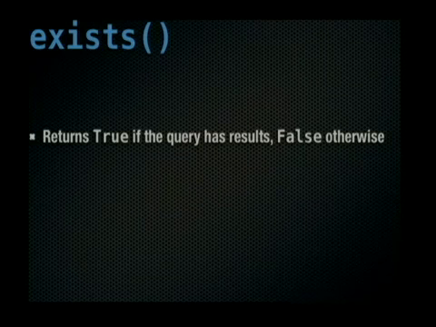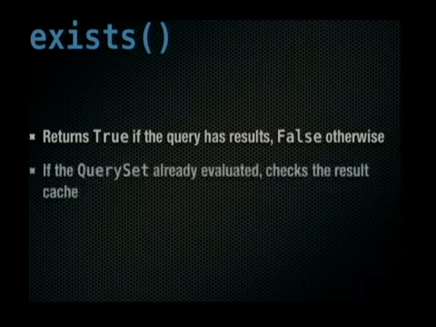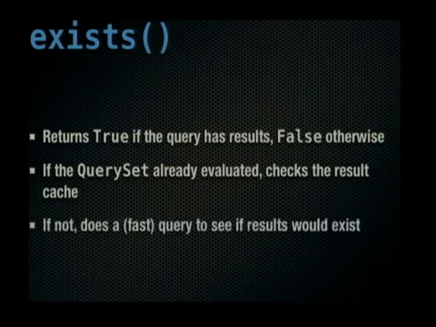The exists method, which we talked about, basically you take your query set and you tack on exists, returns true if the query has results, returns false otherwise. This is where it gets kind of fun. If the query set is already evaluated, it checks the result cache to see if there were any results in there. If not, it does the fastest possible query we can construct on your database, which in most cases is a select one where whatever, which is often a lot faster than trying to do a select count and figure out whether that's an actual number other than 0.